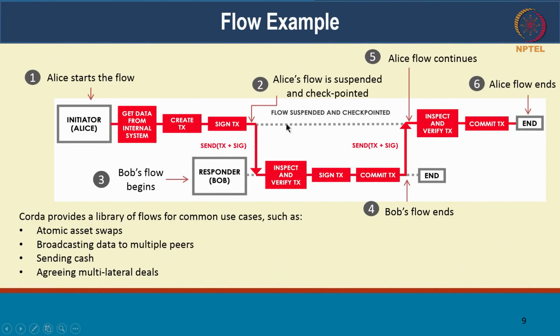Right? Even if Alice goes down and comes back up at a later point, its flow can resume. Bob, once it received the transaction, it's again going to inspect and verify. It then signs the transaction, and now it has signatures from both Alice and Bob. Right? So now it can commit the transaction. It commits the transaction and can also send that transaction, signed by both parties, back to Alice.